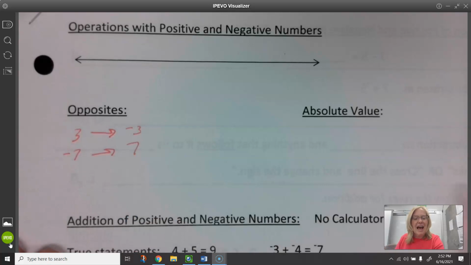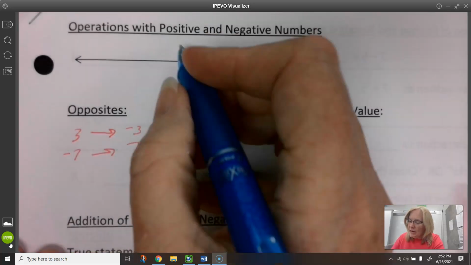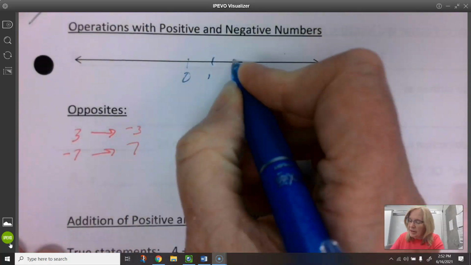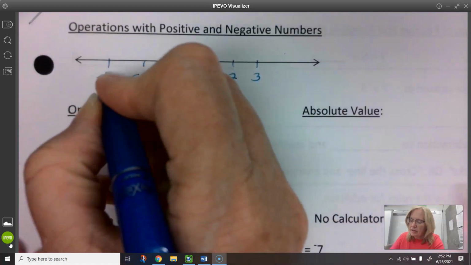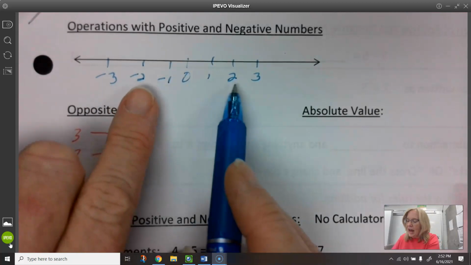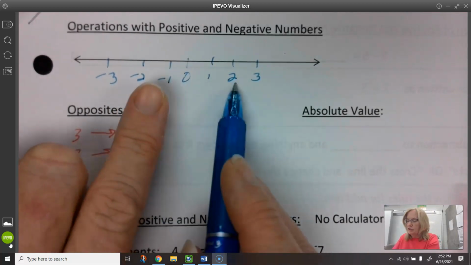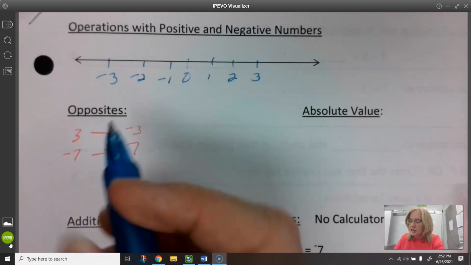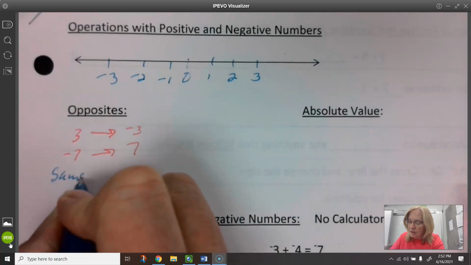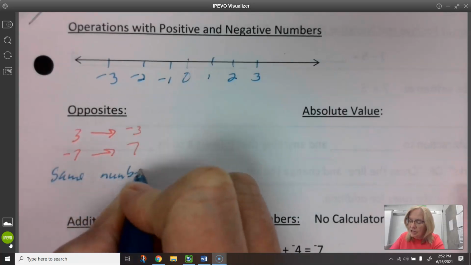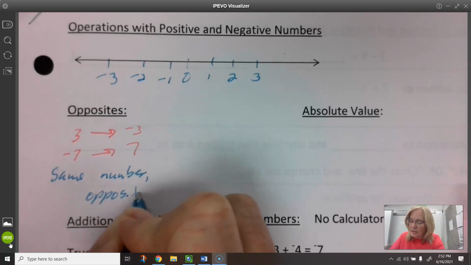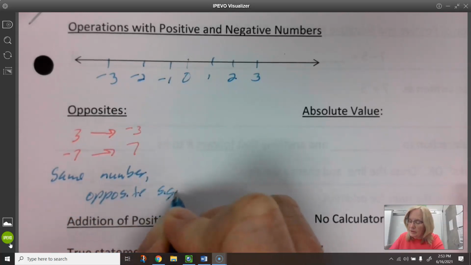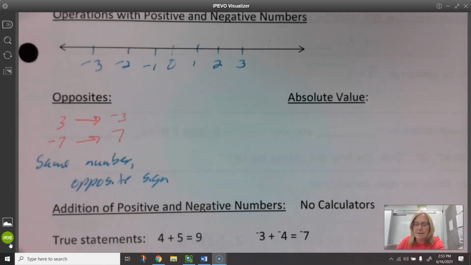Okay, that's opposite numbers. One way to think of it is if we look at our number line, a number that's on the opposite side of 0. Okay, so 2 and negative 2 are opposites. They have the same digits or number, but the opposite sign, meaning one is positive and one is negative. So those are opposites. Okay?